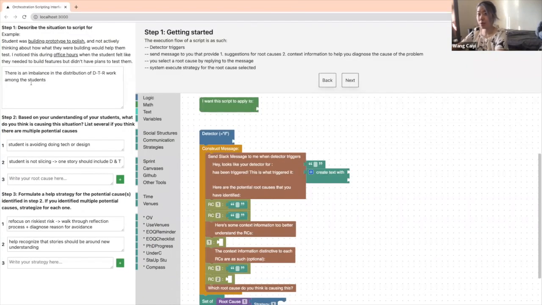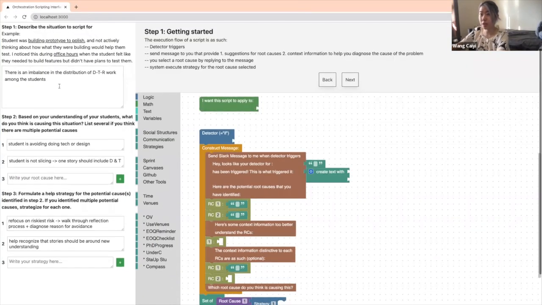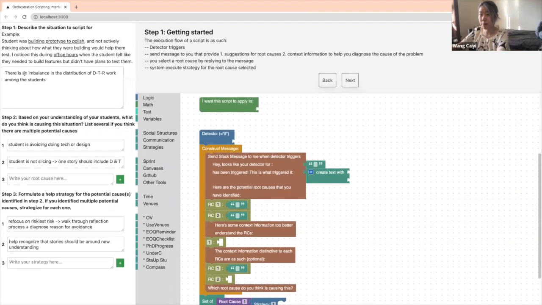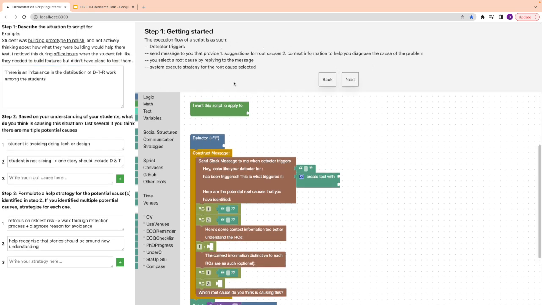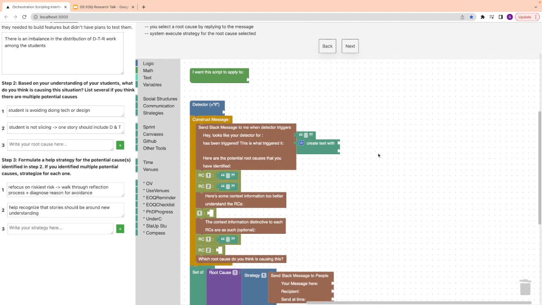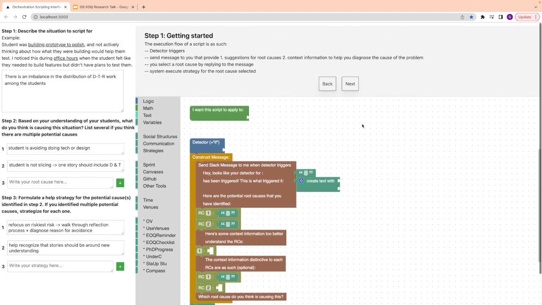I will walk you through the interface with an example of an imbalance in the distribution of DTR work among students. So the interface is divided into three parts. It's a scaffolding guide, a step guide that explains the structure of a script, and a block view workspace where the mentor actually constructs their script.